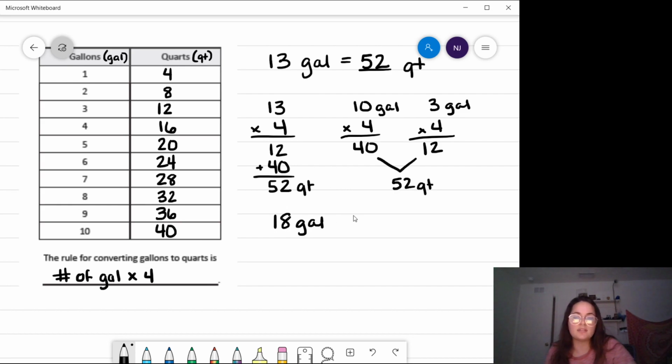18 gallons and 3 quarts is equal to how many quarts? So this is a mixed unit. We have gallons and quarts, so we can't forget to add on the quarts we already have to whatever quarts we get from these 18 gallons. So go ahead and pause the video to give yourself some time to work and play it whenever you're ready to go over your answer.